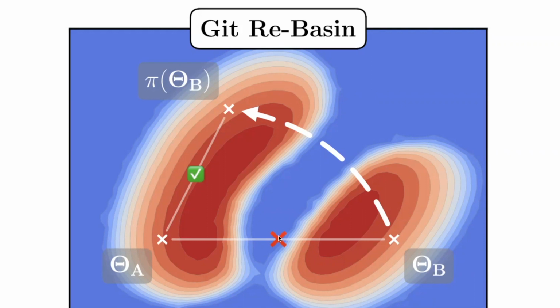The entire story with Git Re-Basin is that we're going to introduce a bit of magic sauce to teleport this model B over here to a functionally equivalent model. In other words, it's the same output for every input, but a different place in weight space: a permutation of the weights, which we're calling pi of theta B. And in this new location, suddenly you're in the same basin, so it becomes more or less convex.